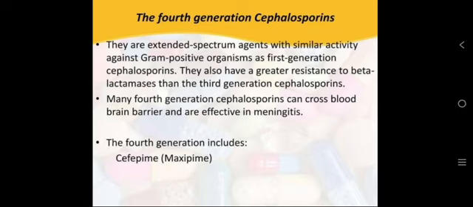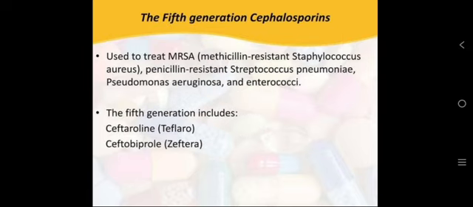Fourth generation cephalosporins. They are extended spectrum agents with similar activity against gram-positive organisms as first generation cephalosporins. They also have a greater resistance to beta-lactamase than the third generation cephalosporins. Many fourth generation cephalosporins can cross the blood-brain barrier and are effective in meningitis. Fifth generation cephalosporins are used to treat MRSA, penicillin resistant Streptococcus pneumoniae, Pseudomonas, and Enterococci.